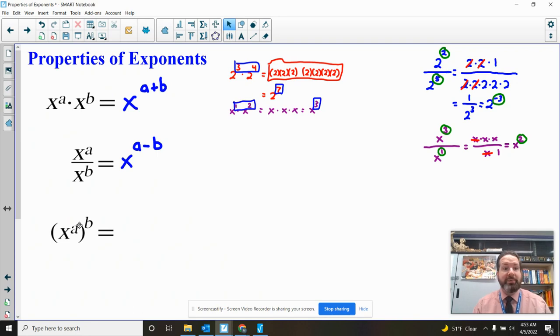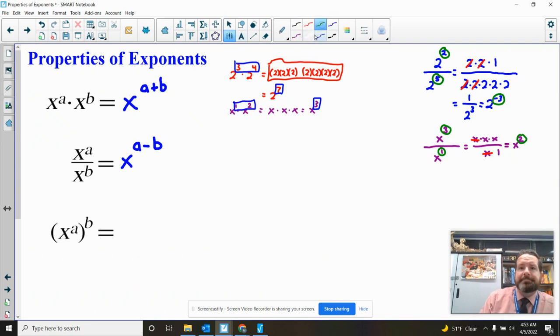Okay, then we've got one more property I want to look at, and that's when you have a power raised to another power. Notice the letter x, or whatever the number is, only showing up once. This usually comes with parentheses. So let's look at two examples again. How about this time for a base, let's use a 3. Let's imagine I have 3 to the second power, and that is then raised to the 4th power. Let's see what that means for us.